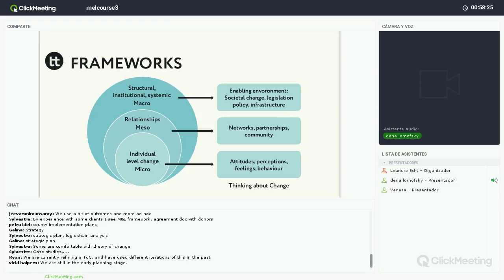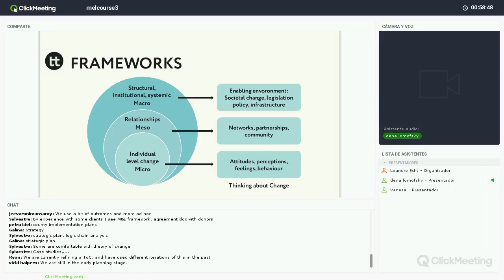And one model is this, the ecological systems model, or the nested model. It's used quite a lot in health work, quite a lot in social development. It helps you to think about what are the kind of changes you want to bring about, either on the individual level, the kinds of changes that you want individuals who you interact with to bring about. Changes in attitudes, perceptions, feelings, or behavior.